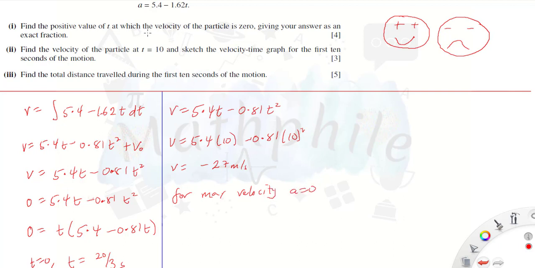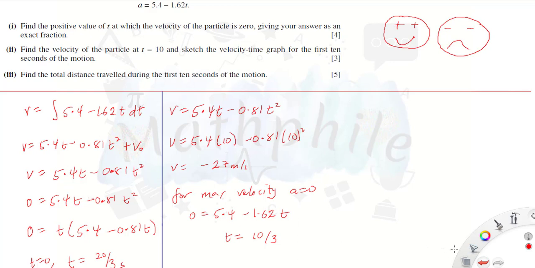acceleration is zero. We are given the acceleration function, so I can say that 0 is equal to 5.4 minus 1.62 t. So find t for me. It's 3.33. T is 3.33. So give me the exact fraction. I think this can be given as an exact fraction. This should be 10 over 3, 10 over 3.